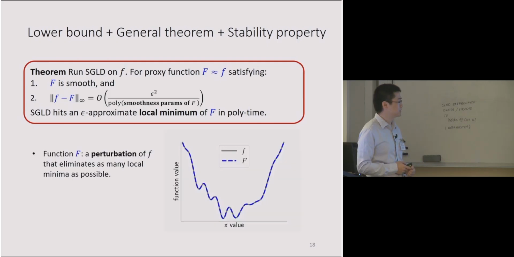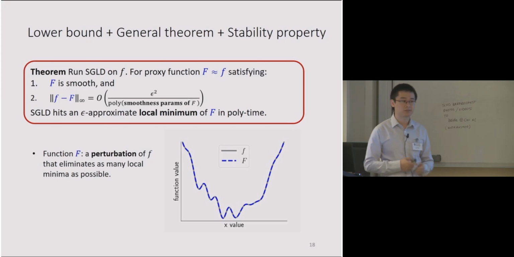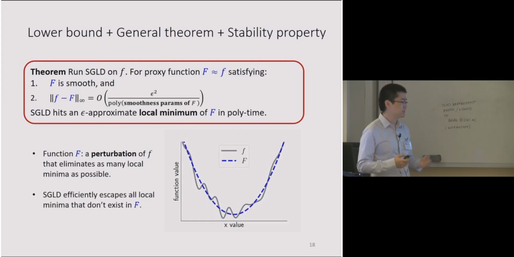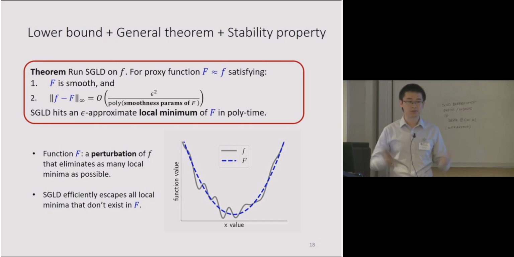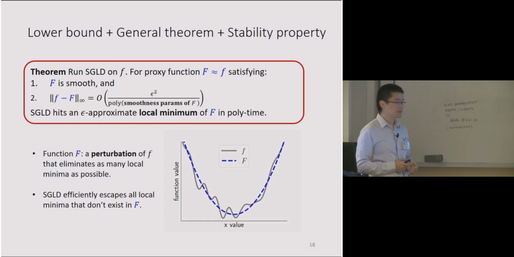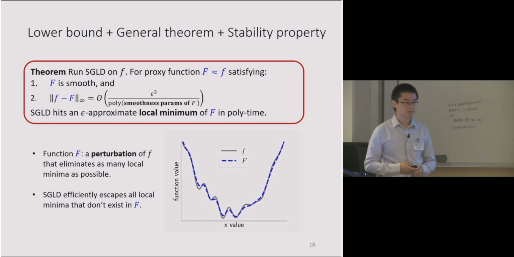So how do we interpret this result? Since the proxy function is arbitrary, we can imagine that it is a perturbation of the original function that tries to eliminate as many local minima as possible. The theorem says that SGLD is able to efficiently escape all local minima that don't exist in the proxy function. You can also see this from the picture on the right. Even if you're trying to minimize a function that has many poor local minima, the algorithm can escape all of these bad local minima as long as there's a proxy function that can eliminate them. And it converges to the unique global minimum of the proxy function in this example.